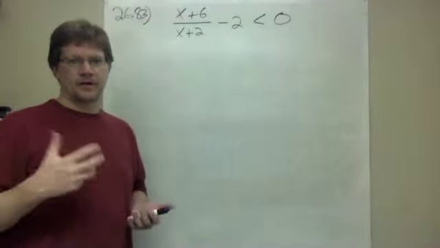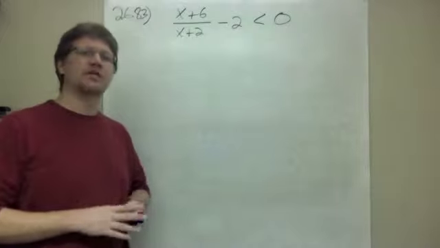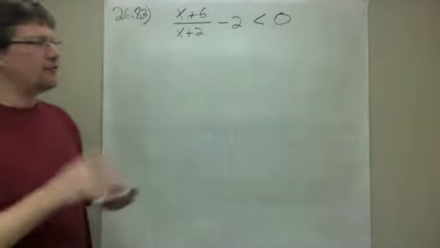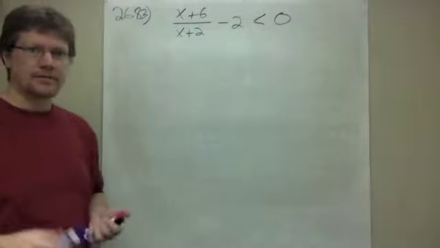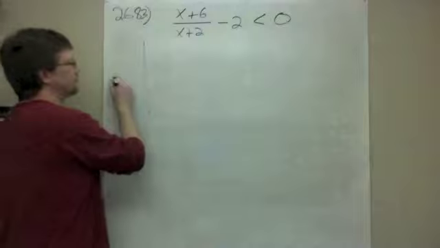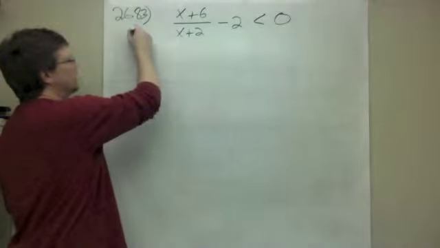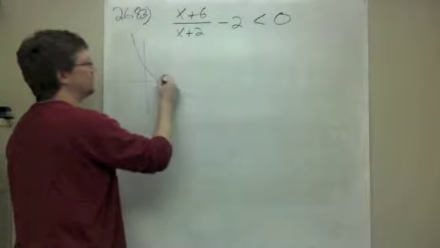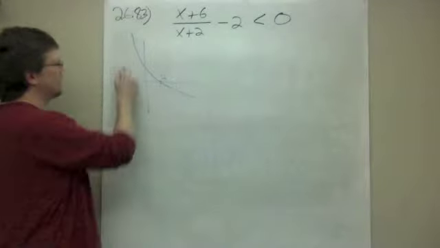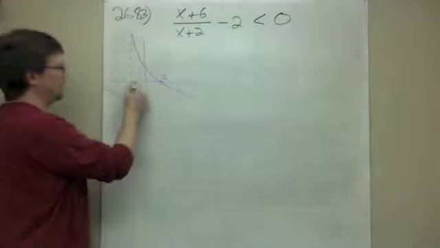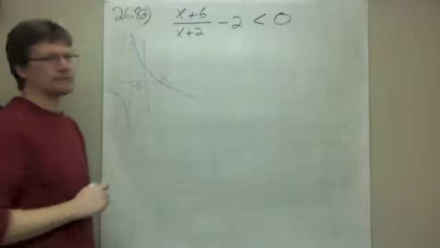2.6 number 83. Here we're given this rational expression and asked to find where it's less than 0. If we graph this thing, here's what we see. We see a function that is positive, goes through 0 out here at 2, and has a blow-up here at -2. Okay?